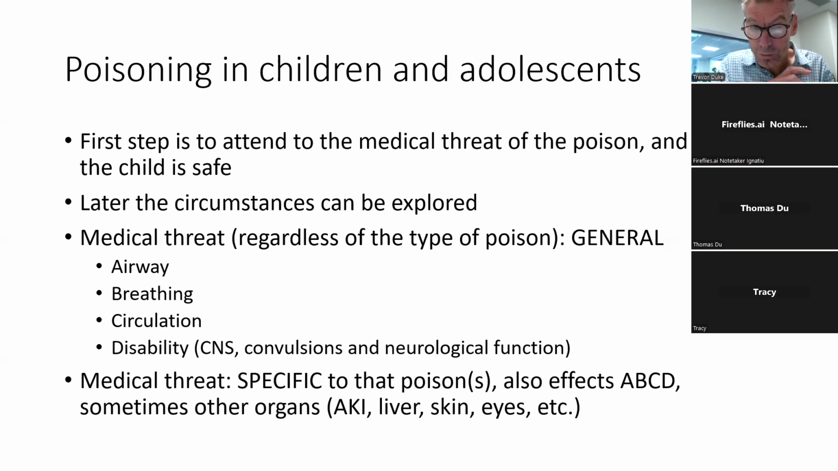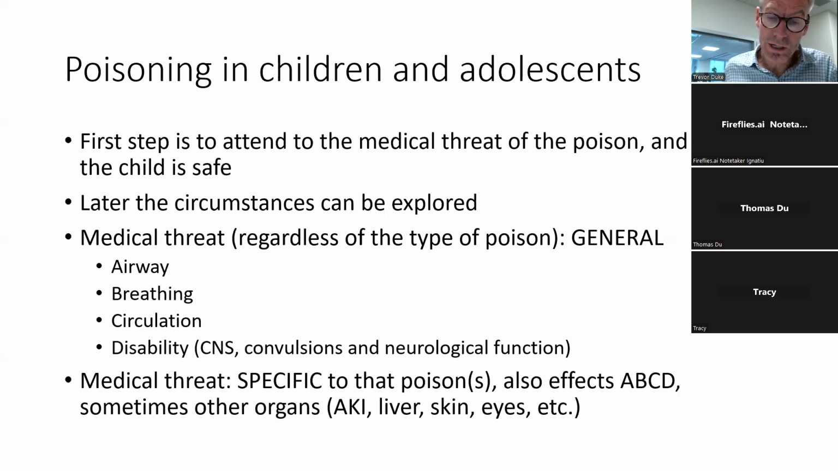Then there are some specific threats based on the type of poison that also may affect the airway, breathing, circulation, or the conscious state. And then sometimes the poison will affect other organs, such as acute kidney injury or failure, or it may affect the skin or the eyes, leading to burns on the skin or the eyes. There are specific threats related to that particular poison. So it's useful to have a way of dealing with the first general medical threat a child has, and then understand what type of poison they've taken, how much, etc.